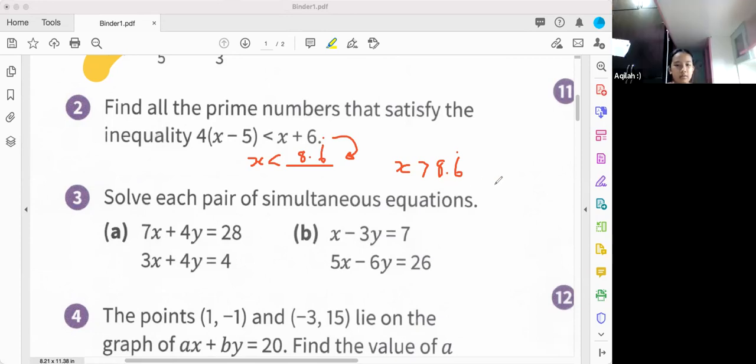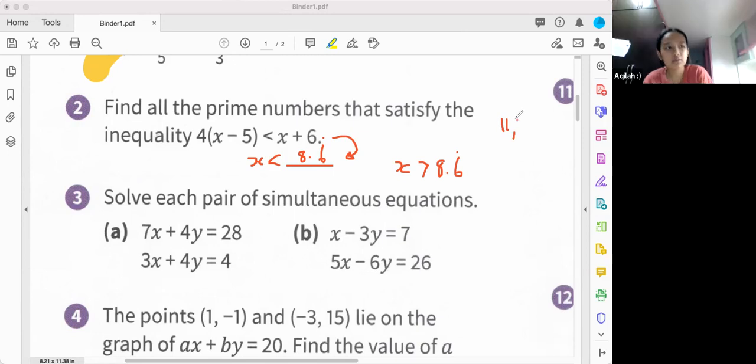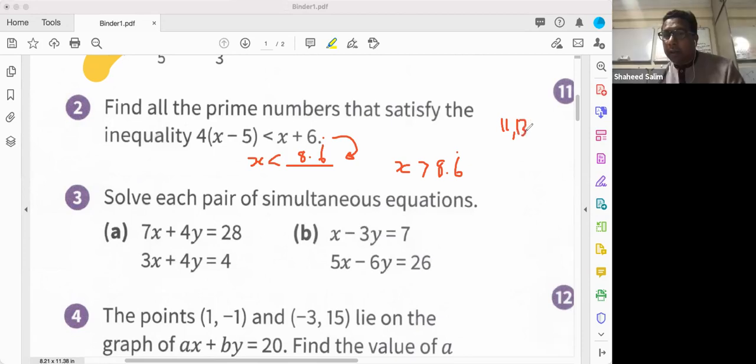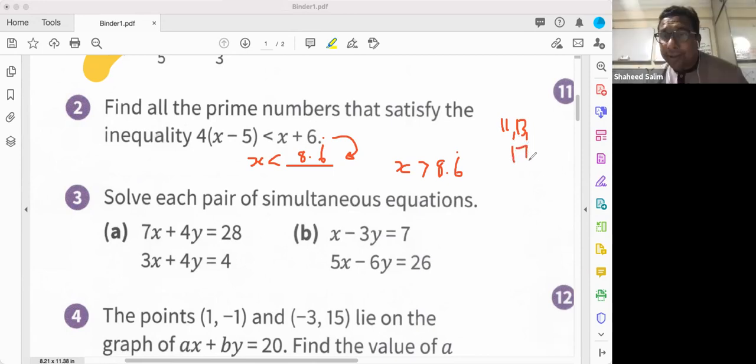10. No, 10 can divide by 2, can divide by 5. You only can divide by 1 and itself. What's next after 10? 11. 11 can divide by 1 and itself. The next one after 11 is 13. And then 17. You know the list is going to continue. It's going to be never ending. So that's why they will never ask you for all the prime numbers unless it has to be less than 8.666.